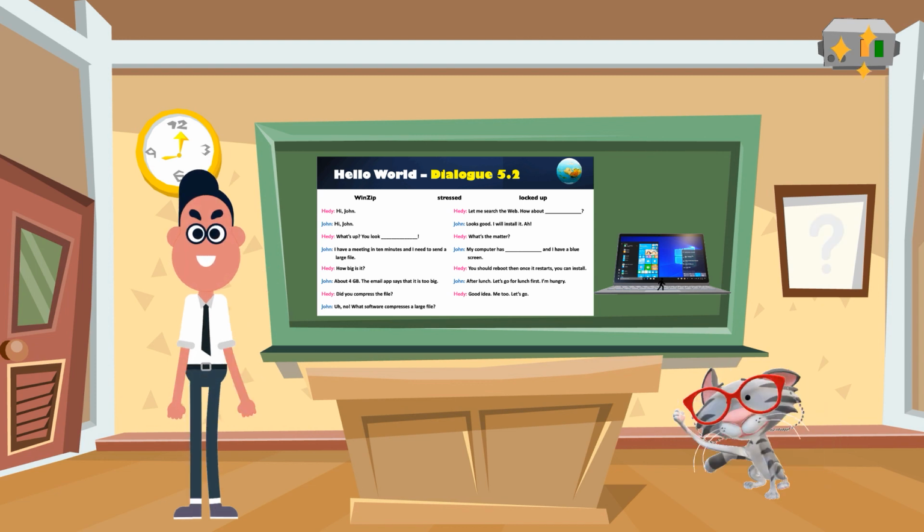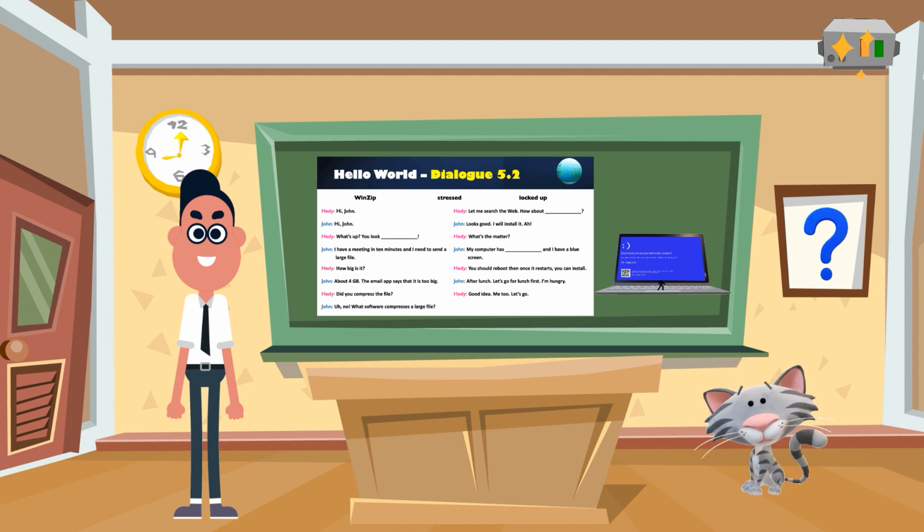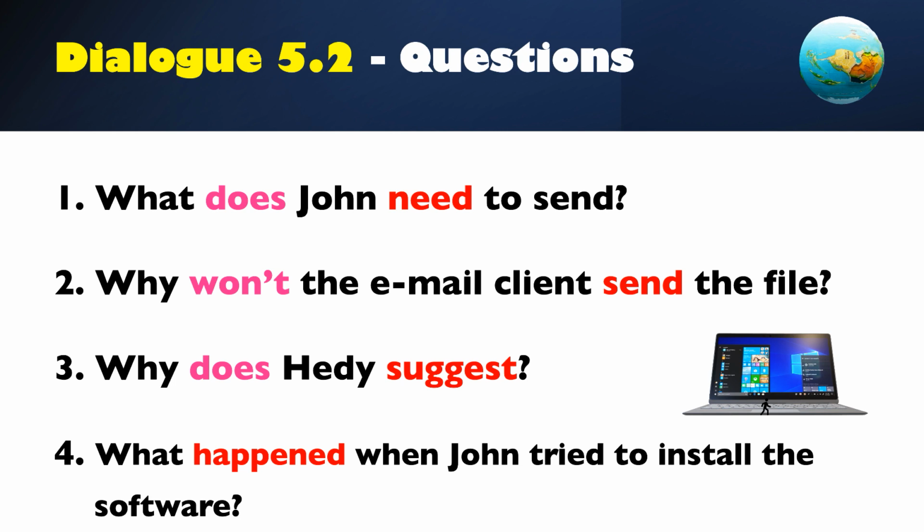Let's ask some questions then about Dialogue 5.2. So Younghi, are you ready for the questions? Yes. Okay. What does John need to send? He needs to send a large file for a meeting. Okay. Why won't the email client send the file? Because the file size is too big.